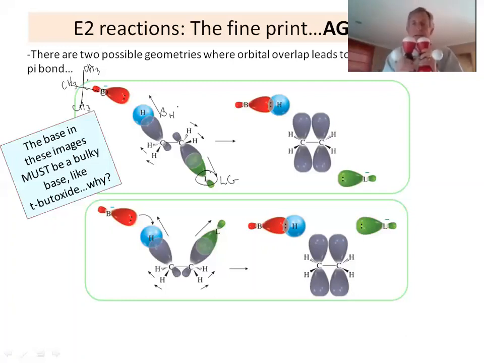But what this slide is really all about is making sure you understand that I need two parallel p orbitals. So I need a specific orientation of my beta hydrogen, in a specific alignment with the leaving group, hydrogen, leaving group, all in the same plane, so that when they fall off, I have a double bond. Okay? Cool.